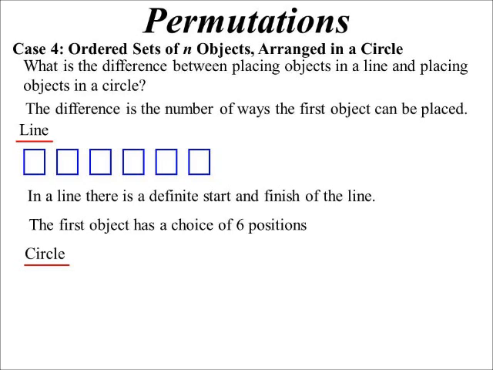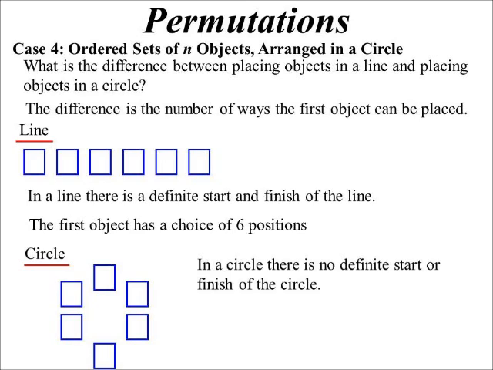But when it's a circle, I now can't name the spots. I'm in a circle, so which one is the first spot? Now you might say, oh, it's the top spot. And then I'll say, all right, rotate the circle 90 degrees. And now it's not the top spot anymore. So you can't define the positions. So when the first object comes along, it's only got one choice, and that's to go in the circle.